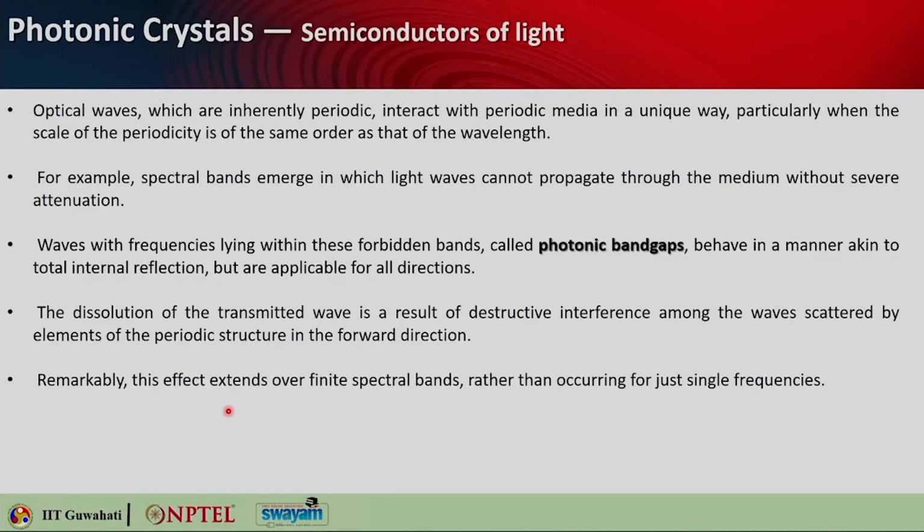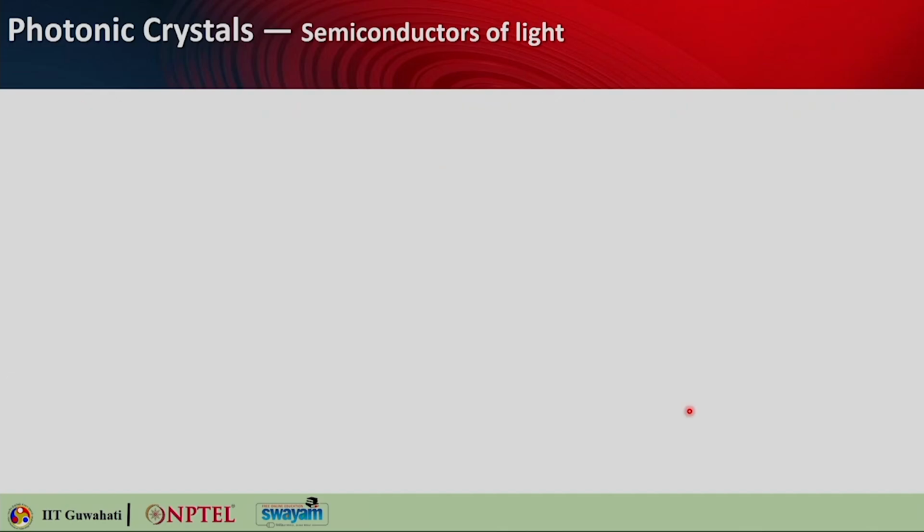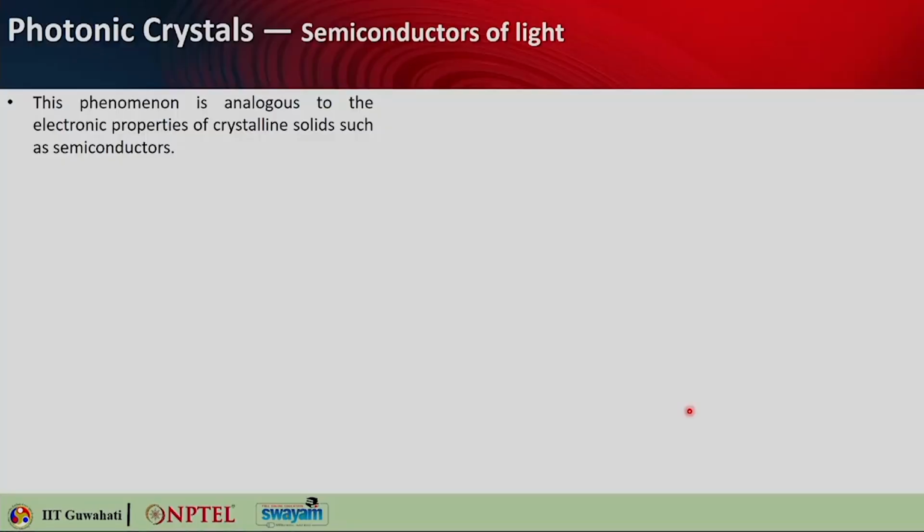So, this effect extends over a finite spectral band, as I told, rather than occurring over just a single frequency, and this is where it becomes different from normal total internal reflection. So, now let us look at photonic crystals as if they are basically semiconductors of light. This phenomenon is already seen in semiconductor crystals, okay.